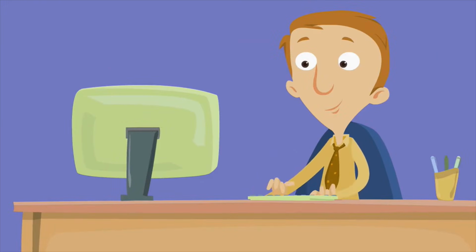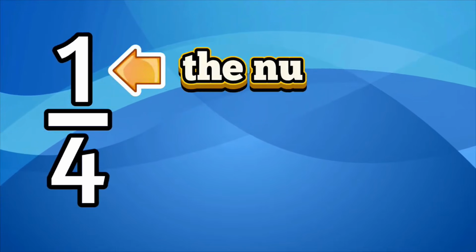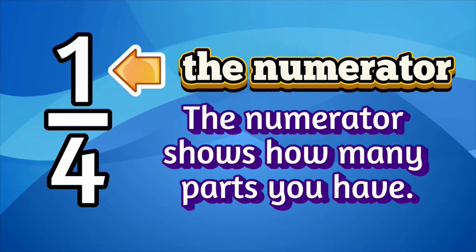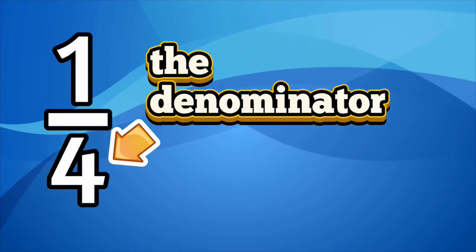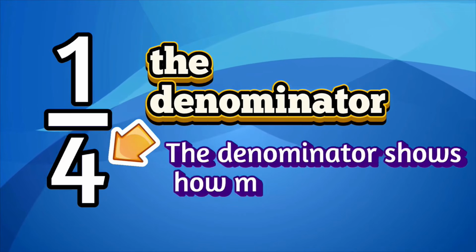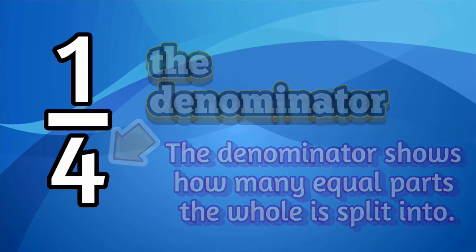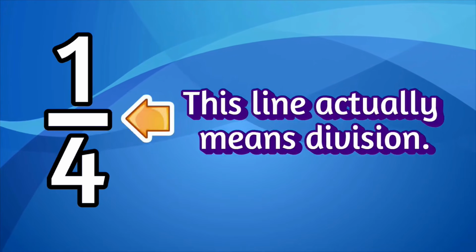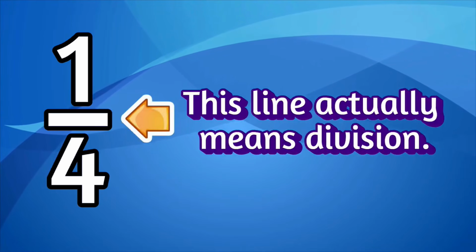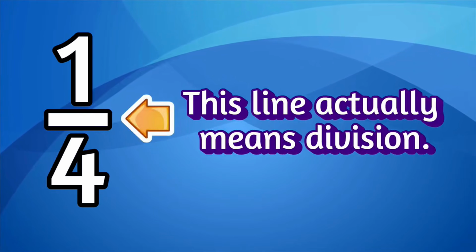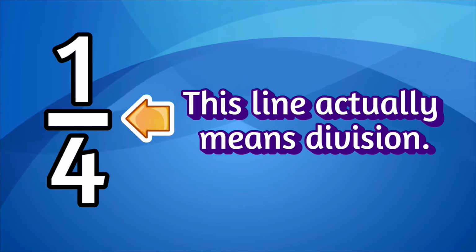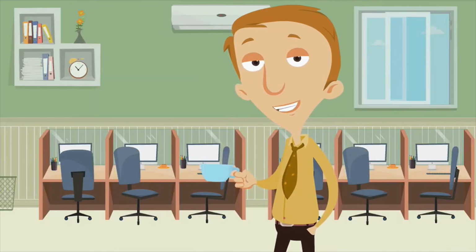Let's look at 1/4 again. The top number, this number 1, is called the numerator. The numerator shows how many parts you have. The bottom number, the number 4 in this case, is called the denominator. The denominator shows how many equal parts the whole is split into. And this line actually means division. The numerator is being divided by the denominator. That's a fraction.